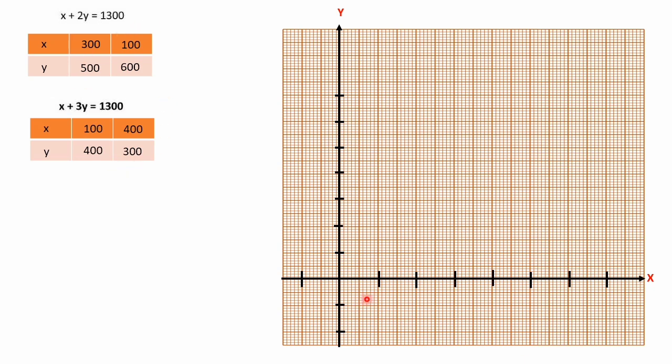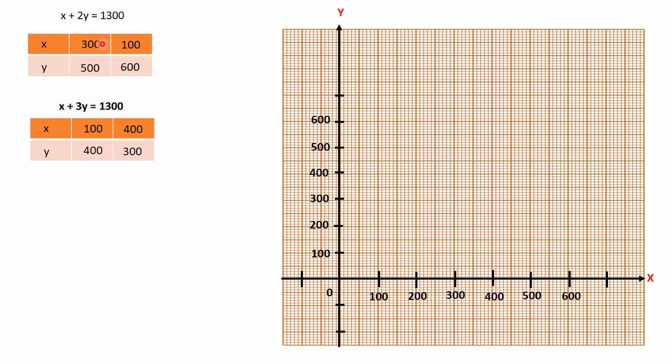And before plotting the points, let's go through the values of x and y. The smallest x value is 100 and the highest x value is 400. For y, the smallest is 300 and the highest is 600. All are multiples of 100. So let's mark 100, 200, 300 up to 600 on the x axis, and here also 100, 200, 300 up to 600. Then let's take the first point, 300, 500.